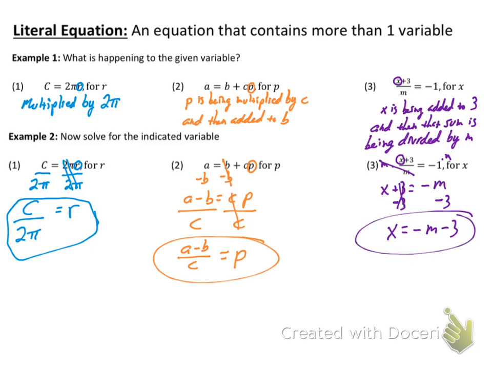So if we look at these 3 examples, we are solving the same exact way we have been, but it's a little bit more abstract. All right, we're not going to get a nice number at the very end. We're going to get an expression. So you're solving it the same way. It's just that answers might look a little bit more complicated.